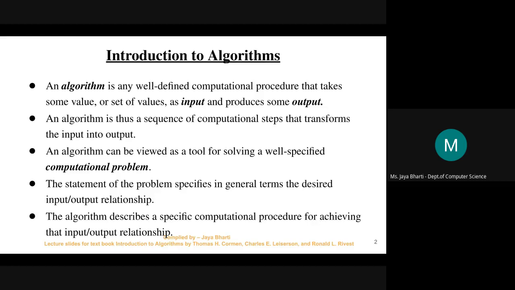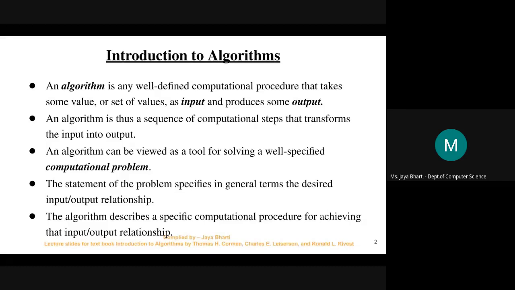You will have a problem, then you need to identify what kind of problem it is, then you need to search for the available algorithms, or if no algorithm is present, then you need to make one, then you need to apply it on that input data, then you will get the result. So it can also be viewed as a tool for solving different kinds of problems.